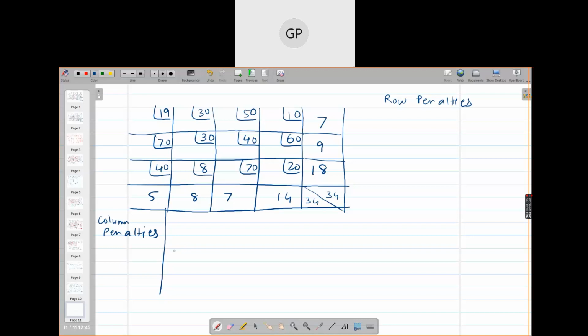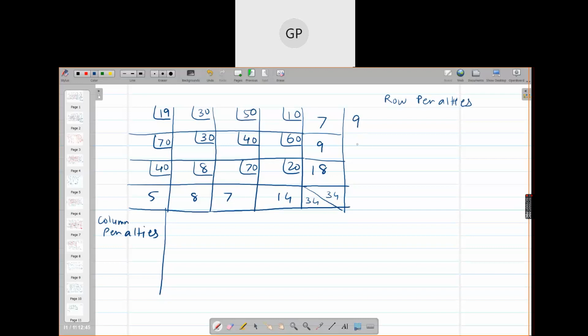Find the least cost in each row. Go to the first row. What is the least cost here? 10. And what is the next smallest cost after 10? 19. So find the difference between them. 19 minus 10 is 9. Do you understand it?